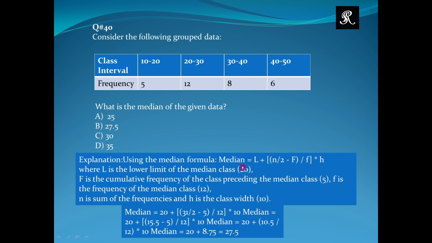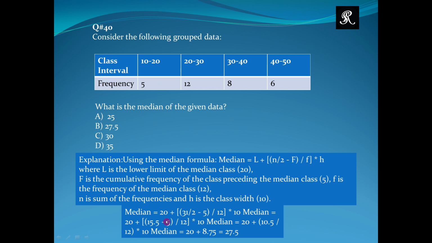Using the median formula for grouped data, you have L plus (n/2 minus F) divided by f times h, where L is the lower limit of the median class, F is the cumulative frequency of the class preceding the median class, that is 5. f is the frequency of the median class, that is 12. n is the sum of frequencies, and h is the width of the class interval. 20 minus 10, 30 minus 20, you can calculate this width by upper class limit minus lower class limit.